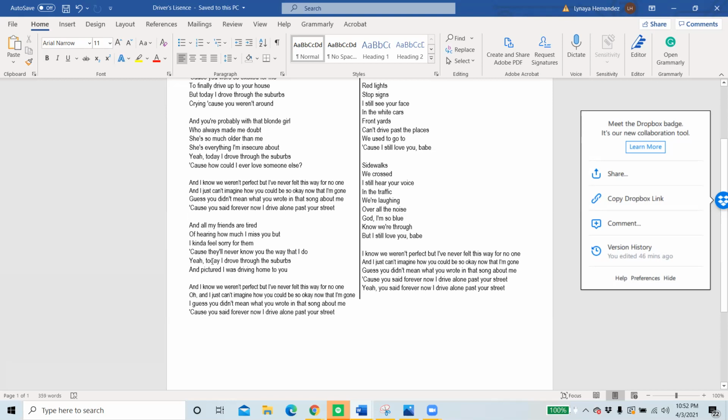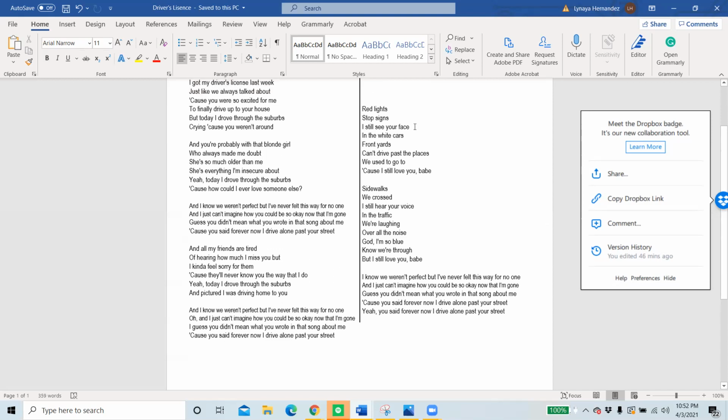Yeah, today I drove through the suburbs and pictured I was driving home to you. Anytime we see the word pictured, I think of imagery, right? And I know you weren't perfect, so we're repeating the chorus again.